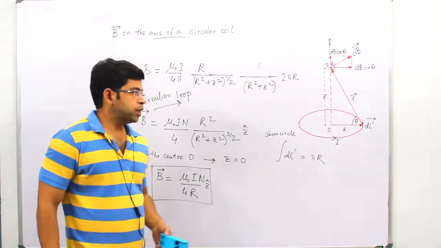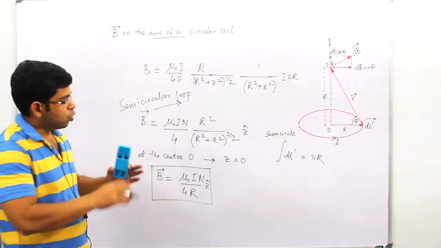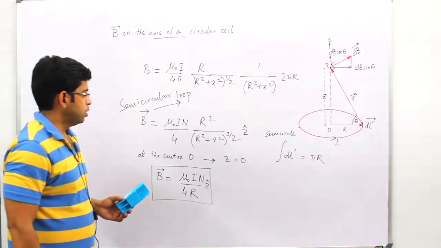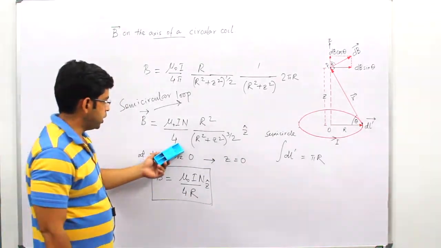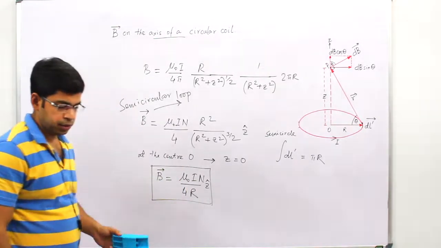Similarly, we can also calculate the magnetic field for a quarter circle of the loop, and there will be another factor 2 in the denominator. So this will be 8, and this will also be 8.